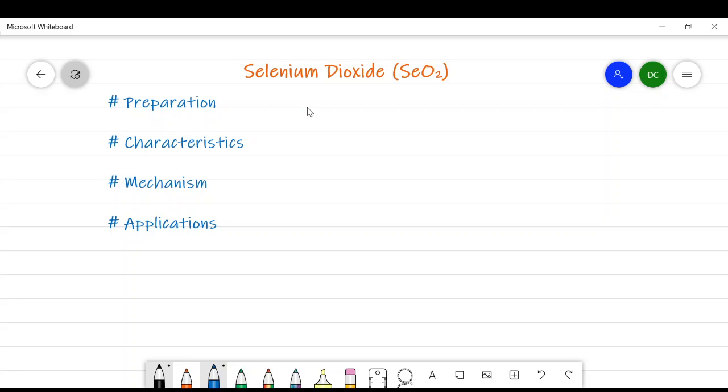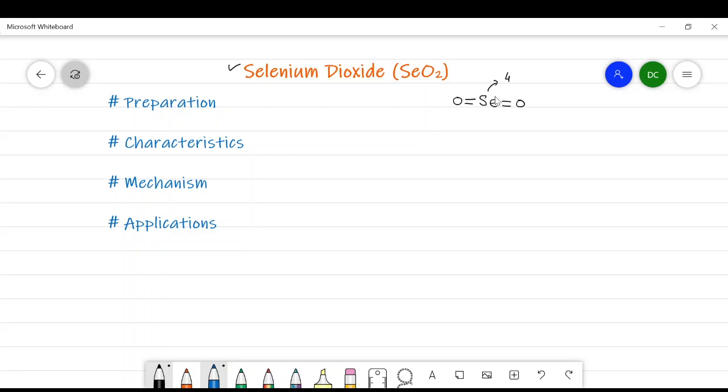So in this lecture we will discuss one of the reagents which is used for the oxidation purpose, and this reagent is selenium dioxide. Its molecular formula is SeO2, whereas its structural formula is Se double bond oxygen, and here there is also double bond oxygen. So the valency of this selenium is 4, or we call it as a plus 4.